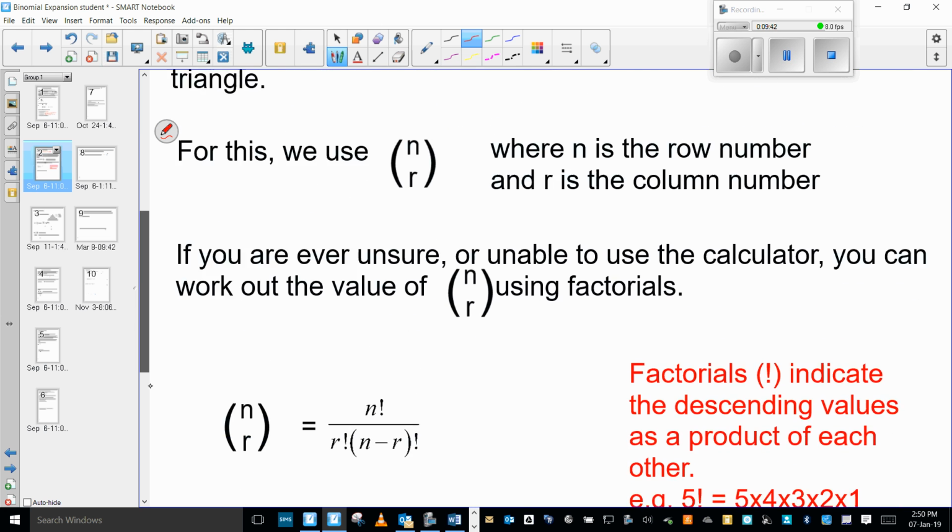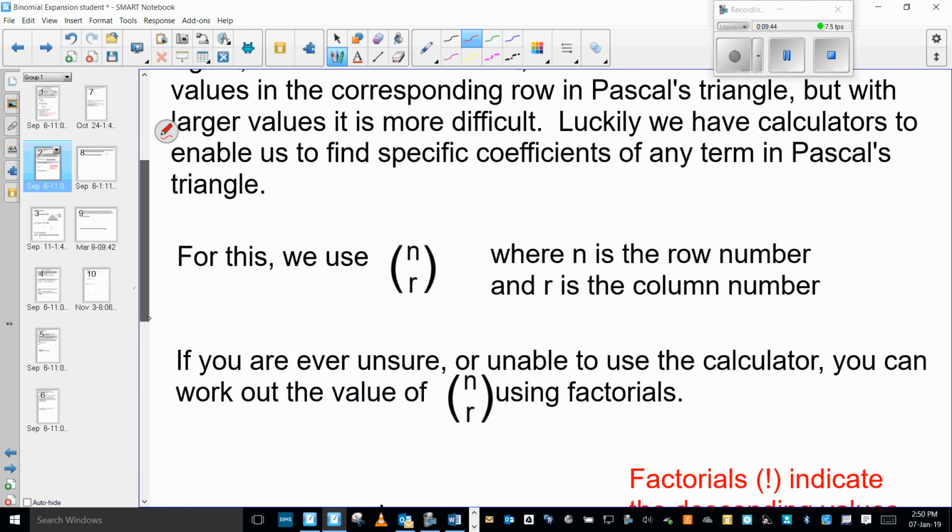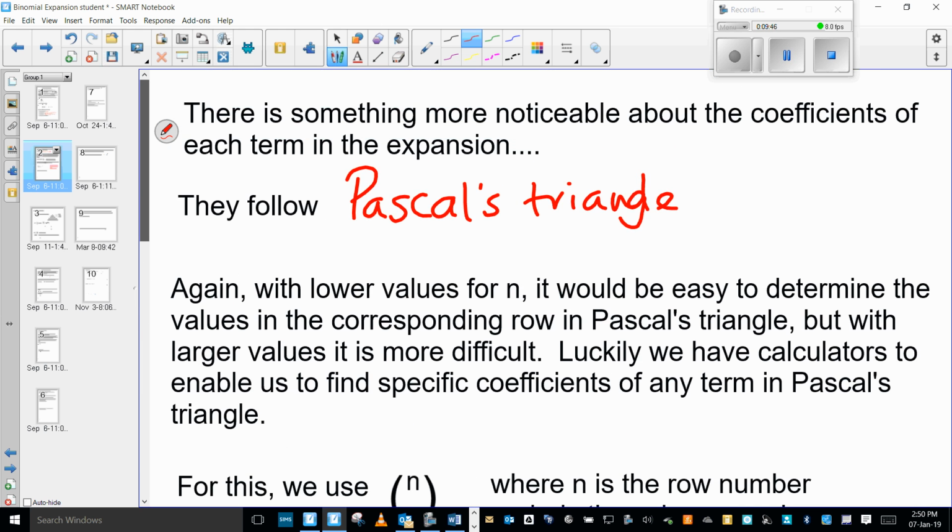Pascal's triangle starts with a 1, and then it's 1, 1, and then 1, 2, 1. And then 1, 3, 3, 1. How does it form? Remember, it's the 2 numbers above.